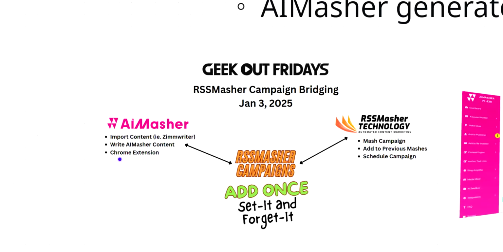So anything that you put in AIMasher, either through importing or writing inside of the content engine or the Chrome extension, can be pushed automatically just by assigning it to an RSS Masher campaign. Then inside of RSS Masher, you just set it up as a mash like you normally would a website feed. Okay. So how do you set it up?